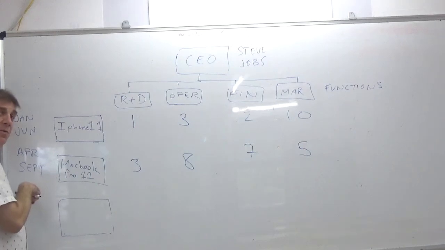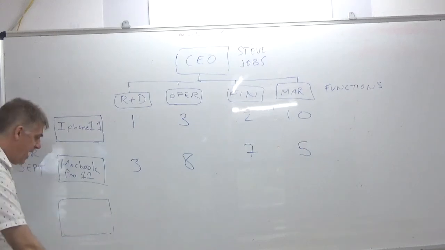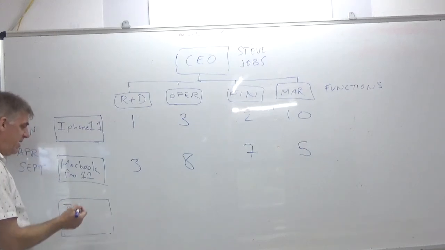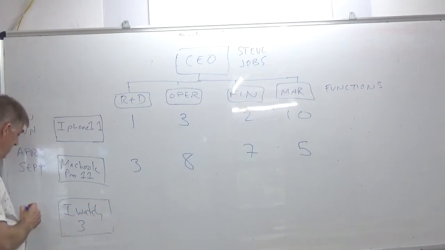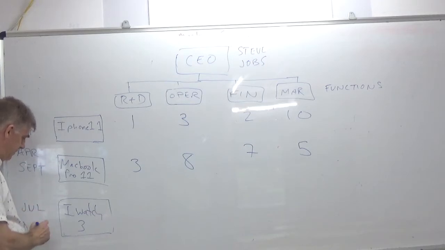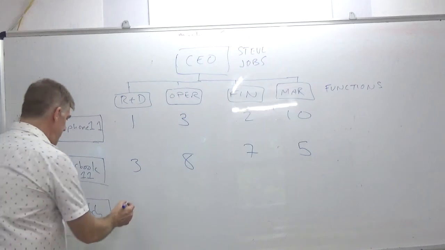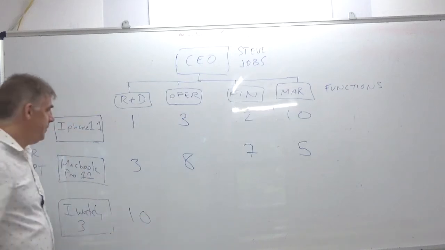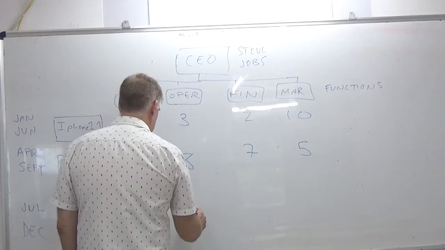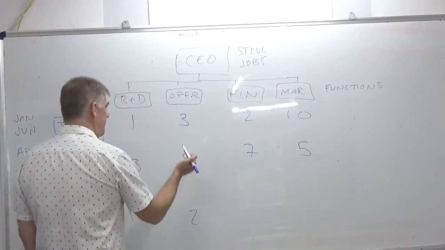It's the second half of the project. Now we have Apple, they're going to make another thing. This time they want to make an iWatch 3 or whatever. And this project starts in July and it goes until December. So all of our research people are now down here. They're getting into this new project. The operations people are down here. There's just a few of them.